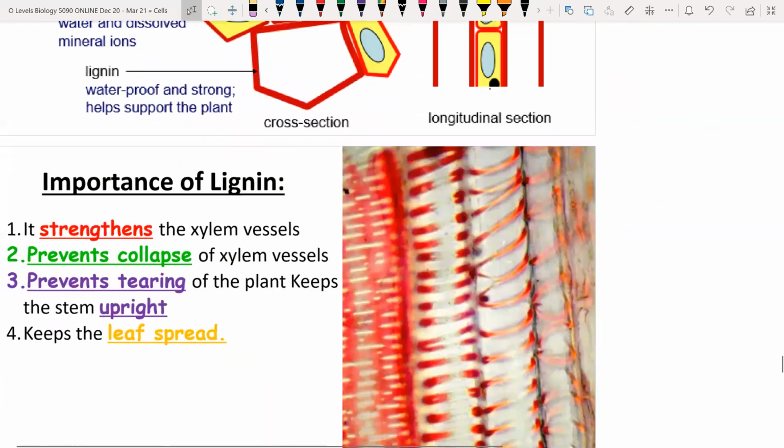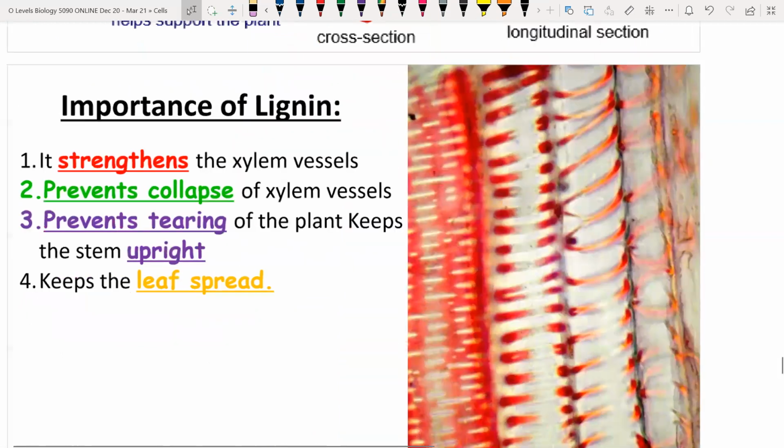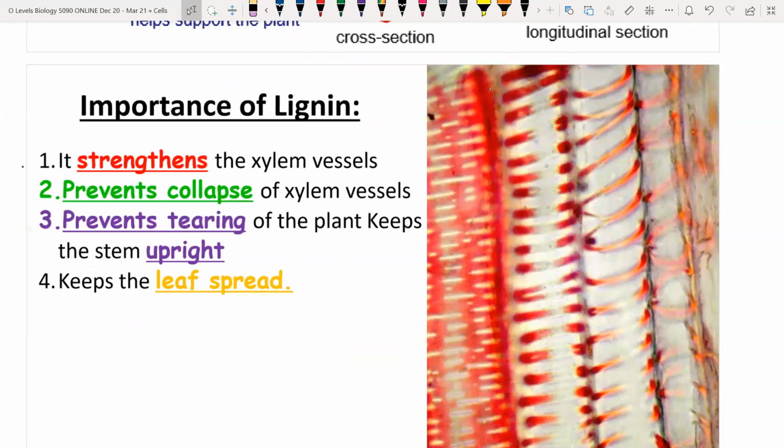Okay, and again, importance of lignin as a separate subtopic. Lignin itself strengthens the xylem vessels. It prevents the collapse of xylem vessels. I mean, why is a plant standing the way it is, upright? Because lignin is preventing it from falling down. That's what I mean when I say it prevents collapsing. It prevents tearing of plants.